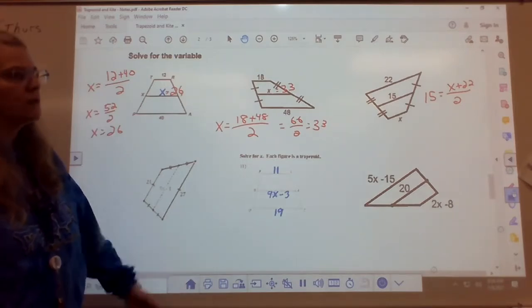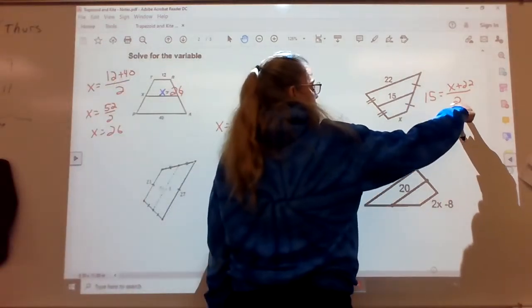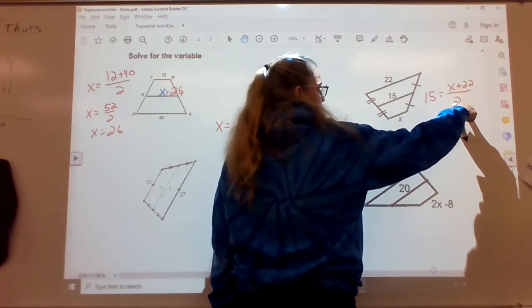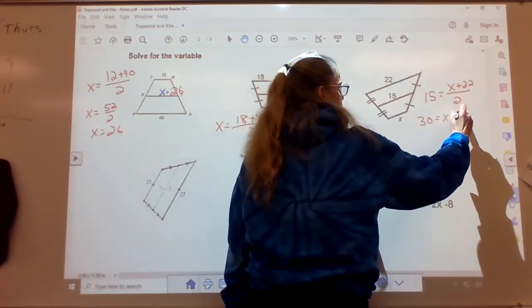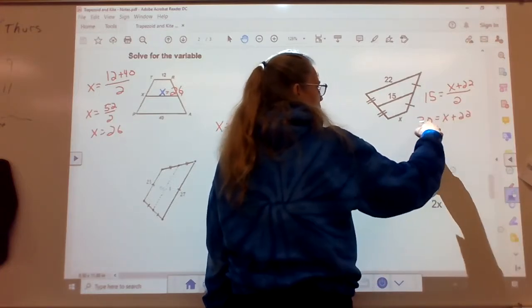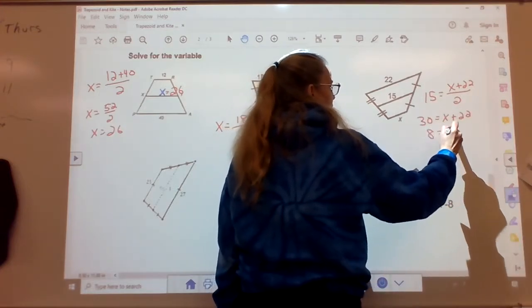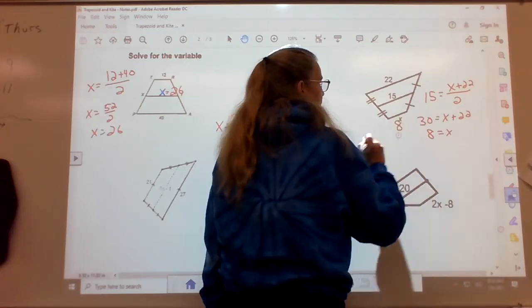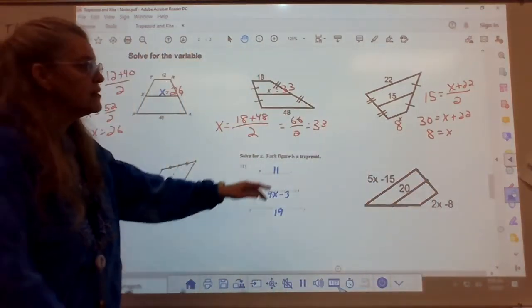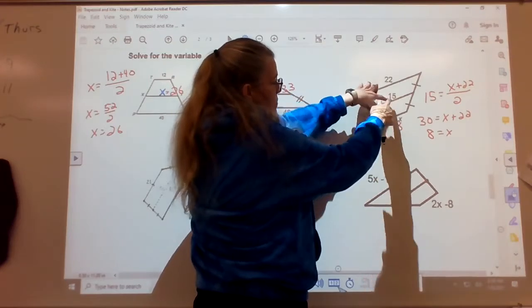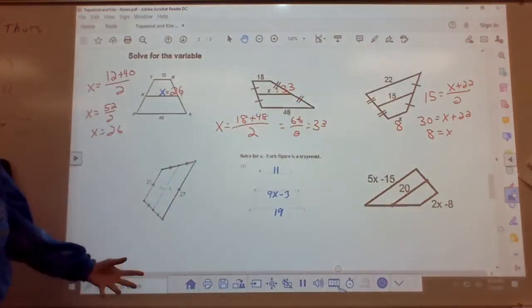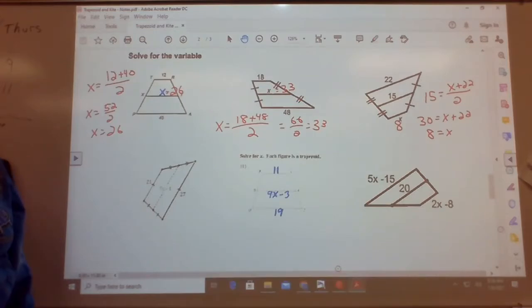Well, this time it's a little bit more of an equation. So I'm going to get rid of this divide by 2, I'm going to multiply by 2. So 30 equals x plus 22. Now I can subtract the 22, x equals 8. So I get an 8 here, which makes sense. 22 plus 8 is 30. 30 divided by 2 is 15. So on that one, I was trying to find one of the two bases as opposed to the mid-segment.